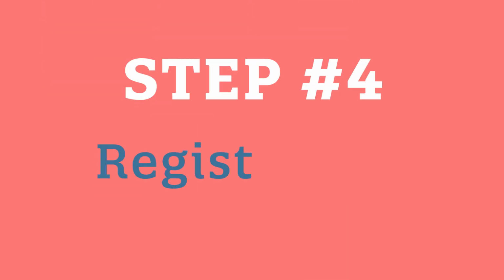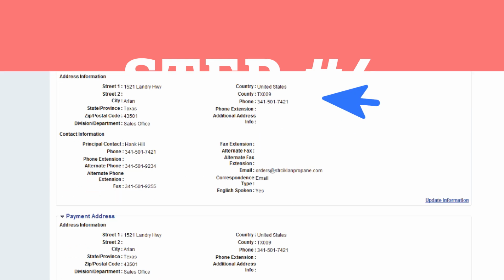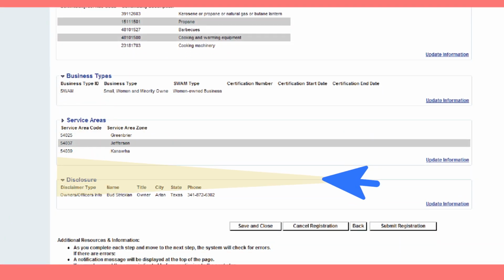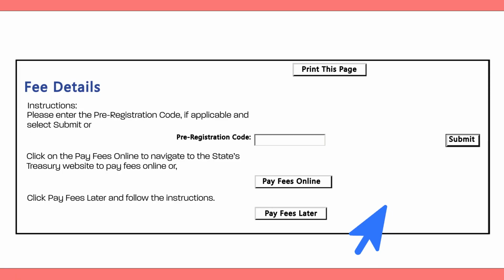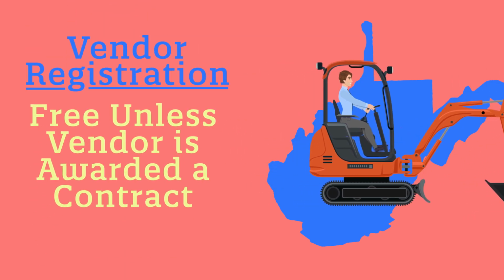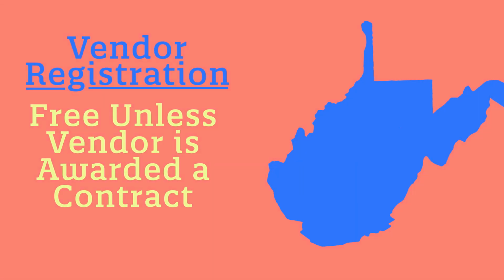Step 4. Registration Fee Payment. When you've entered all of the required information for registration, you'll click on the Submit Registration button. This will take you directly to the Fee Details page. There you may choose how you'll pay the registration fee. Vendors are not required to pay to bid on a solicitation, but may be required to in order to receive a contract award.